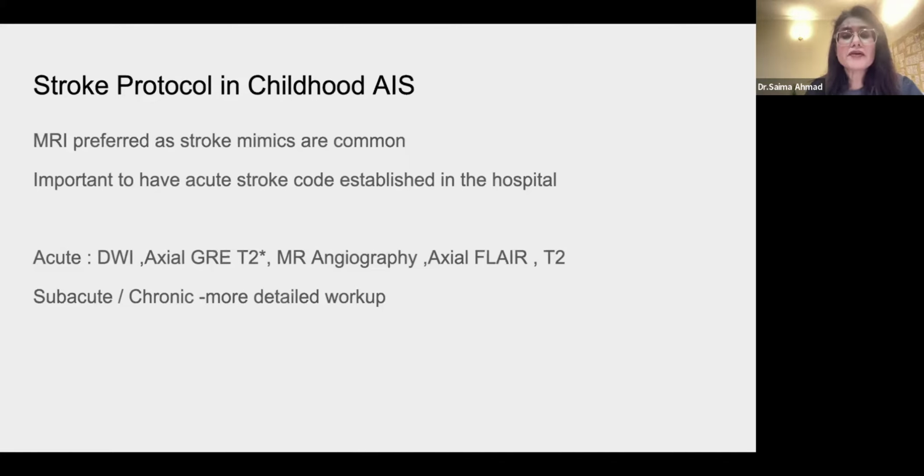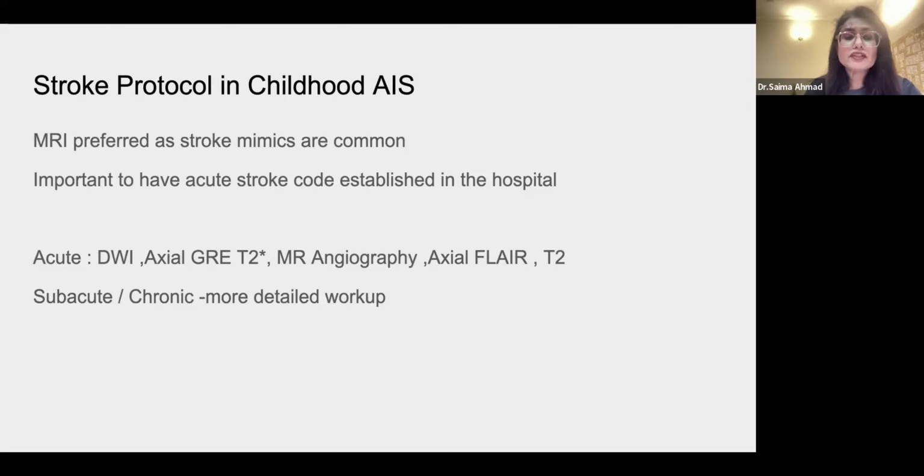Obviously, MRI is preferred as stroke mimics are common. It is important to have a separate stroke code protocol for children in any hospital. And in the acute cases, we have to go for MRI with this protocol, in which we do the DWI, axial GRE, T2 star to find the hemorrhages, MR angiography, and also the axial and FLAIR T2 to find out the different etiologies.